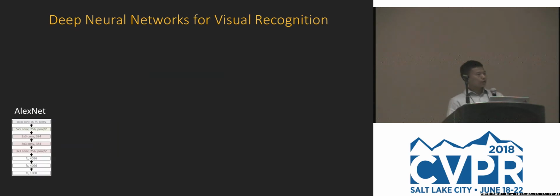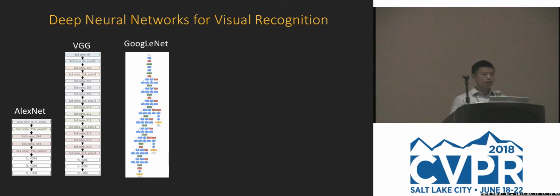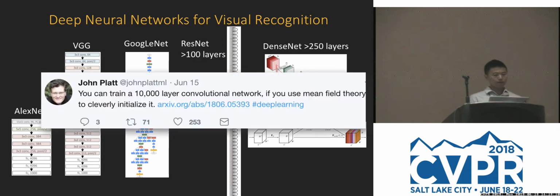Neural networks are also widely used in visual recognition. Since AlexNet in 2012, neural networks have been widely used in visual recognition and have improved the state of the art performance. A lot of different network architectures have been proposed since AlexNet, such as VGG, GoogleNet, ResNet, DenseNet, or ACNet, published at CVPR this year. You can see people use deeper and deeper networks to improve the performance. Three days ago, a researcher posted a tweet saying that now we can train a network with 10,000 convolutional layers. It's amazing that we can train such deep networks.